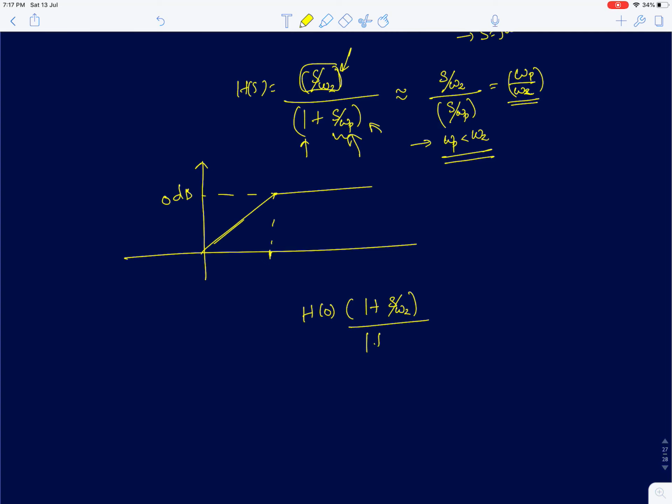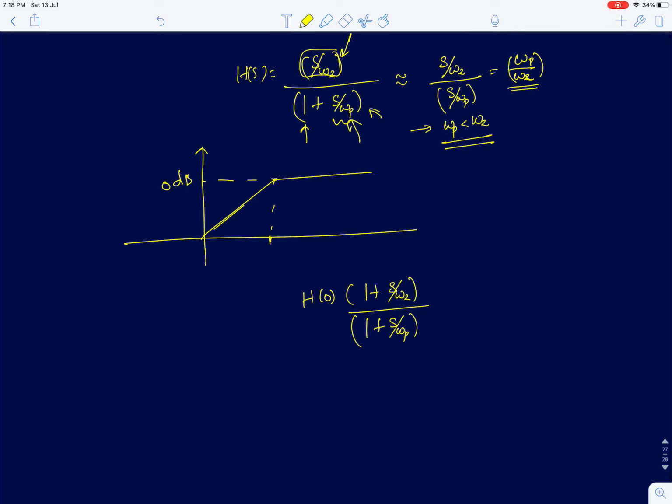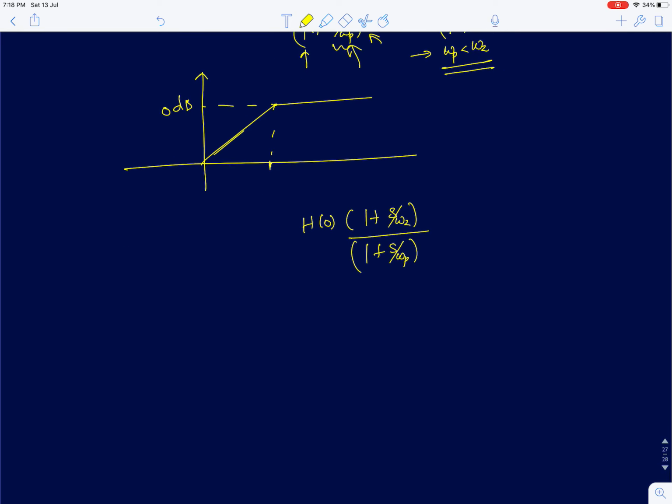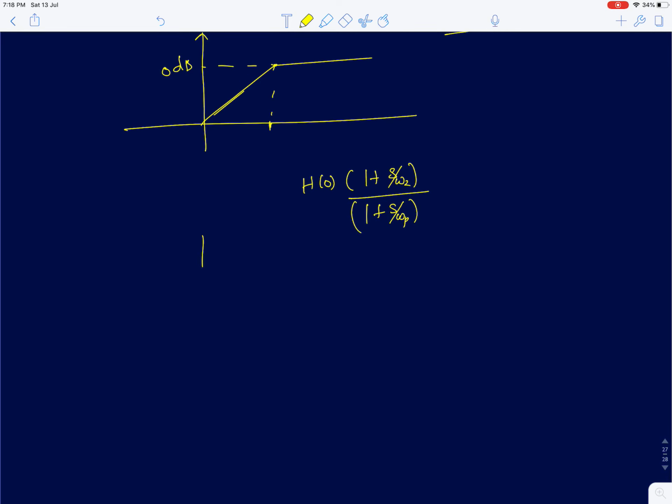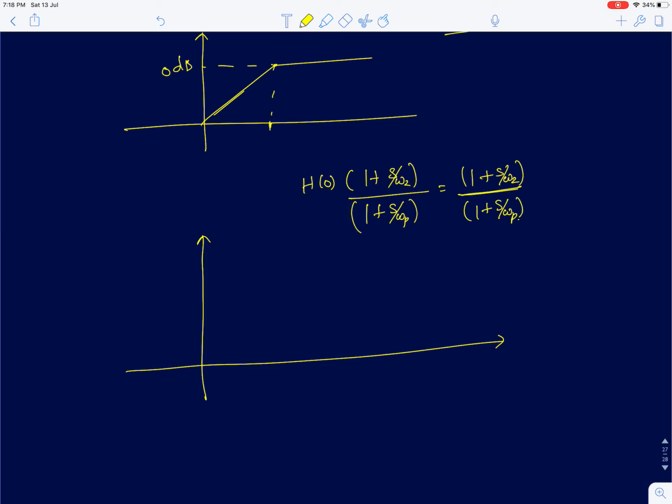Now the third transfer function is H(0) times (1 + s/ωz) / (1 + s/ωp). Now when we try to plot this transfer function, there are again 3 possibilities. When ωp equals ωz, as I said, H(0) cannot be greater than 1, so I'll assume it is 1 at max. So the maximum possible transfer function is this.